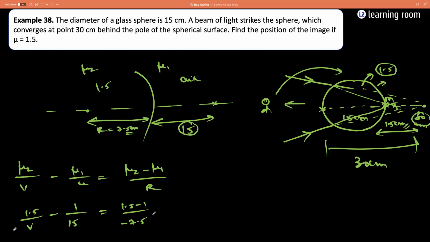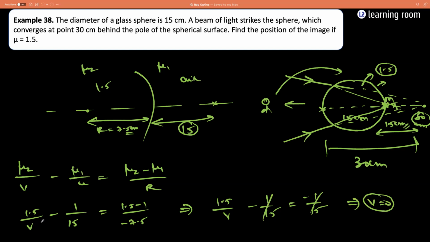7.5, write it as 15 by 2, and 1.5 minus 1, write it as half. Which implies 1.5 divided by V minus 1 by 15 is equal to 1 by 15. Sorry, minus 1 by 15. So this and this will get cancelled, which implies V is 0. So what is the meaning of this? V is 0 means it is formed at this point M.